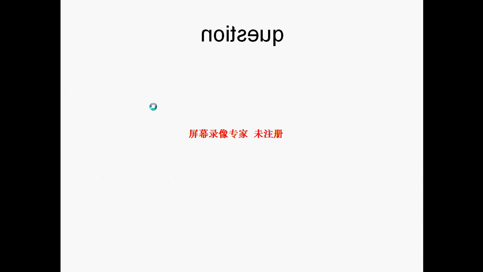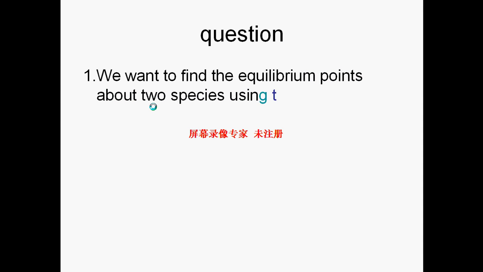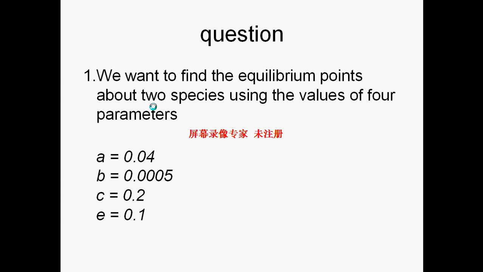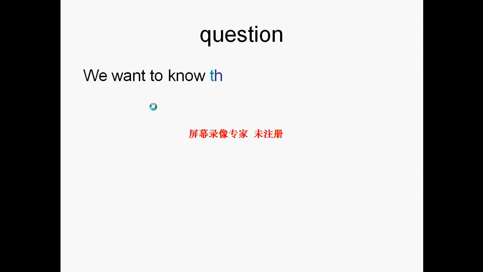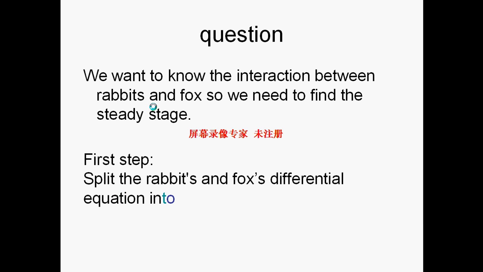Now we have one question to solve. We want to find the equilibrium points of the two species using the values of the four parameters. We want to know the interaction between rabbits and foxes, so we need to find the steady state. So we can have a look at the question.